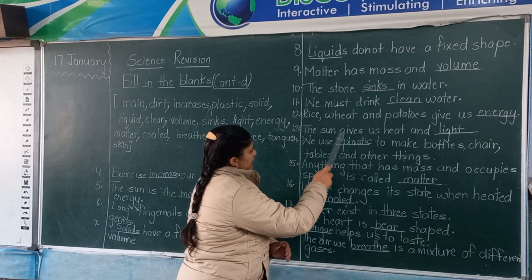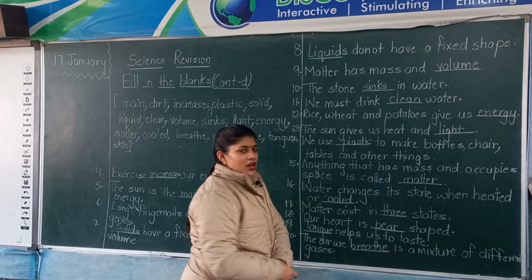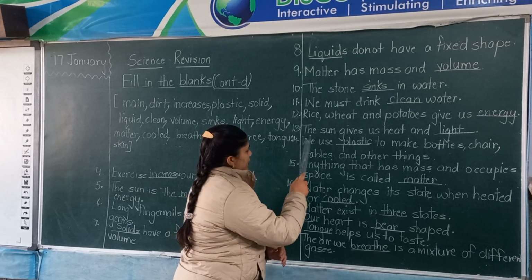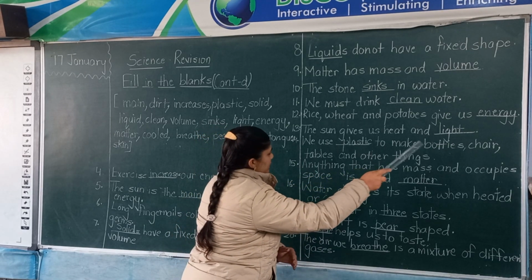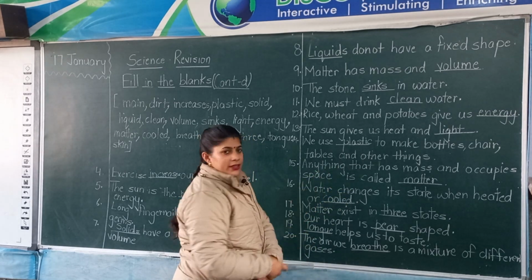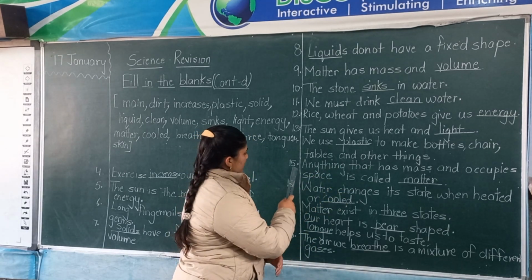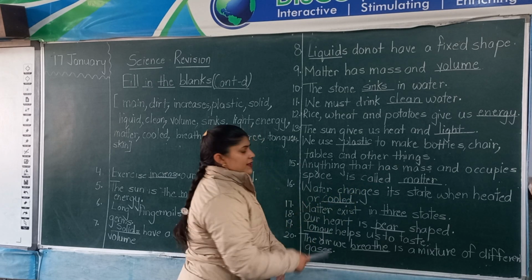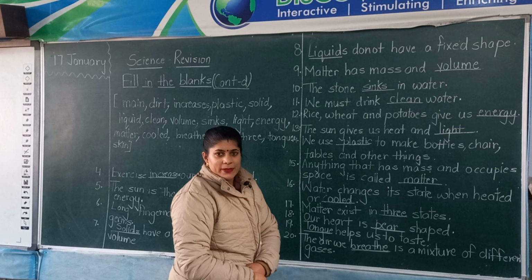13. The sun gives us heat and dash. Answer will be light. 14. We use dash to make bottles, chairs, tables and other things. Answer will be plastic. 15. Anything that has mass and occupies space is called dash. Answer will be matter.